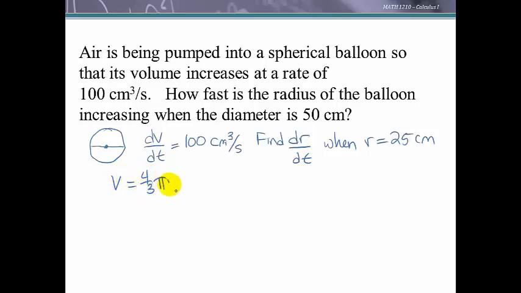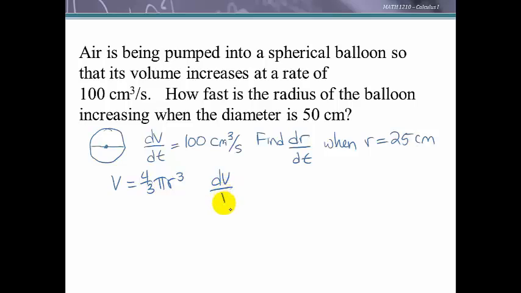4/3 pi r cubed. Now for some of these related rate problems, you'll need some kind of geometric formula. You may remember it from past math classes, you may not. You can Google them. We needed a connection between volume and radius here. Next thing we want to do is differentiate this equation with respect to time, t, because volume is a function of time and so is radius.